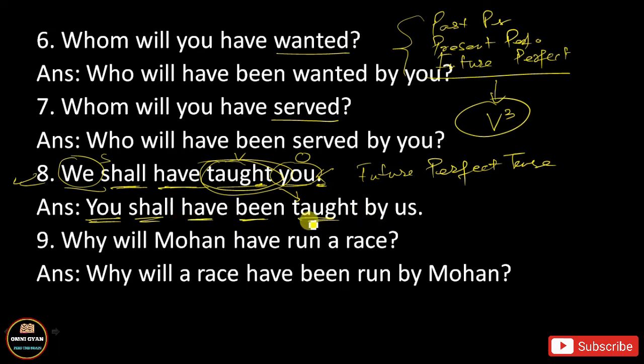ठीक है, तो you shall have been taught. तो we जो है ये subject है, and if we comes in the end, if you put we in the end, it becomes us. तो subject से पहले हम by लगाएंगे, तो by plus subject, you shall have been taught by us. ये हो गया आपका sentence complete.